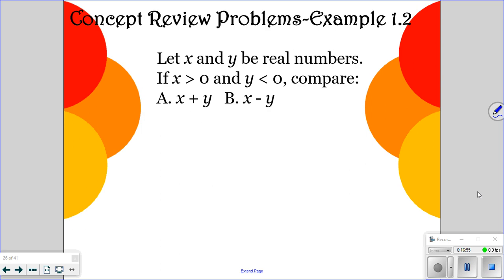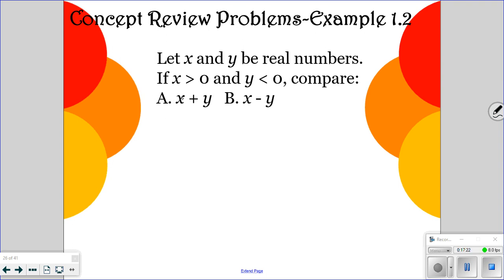So they'll look like this. X and Y are real numbers. A is positive and B is negative. We want to compare A plus B and A minus B. So on some of these, you can kind of just pick some numbers and try them out, or you can kind of think about them mathematically. Either way is fine. I like to think about this a little bit more mathematically because then you don't have to try so many numbers.